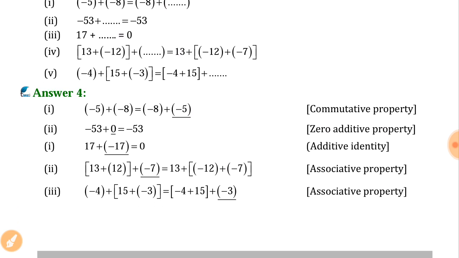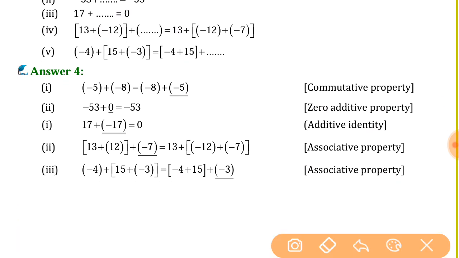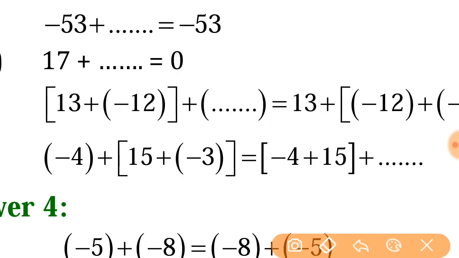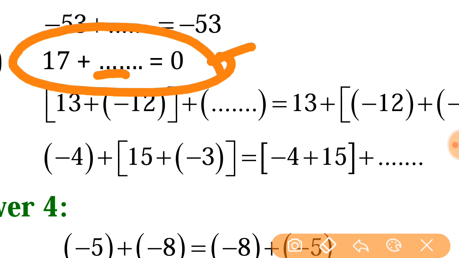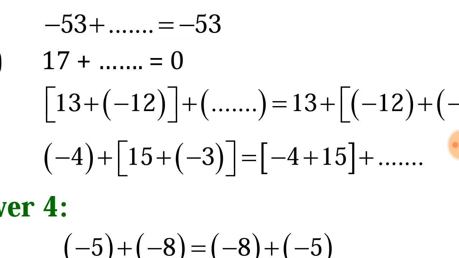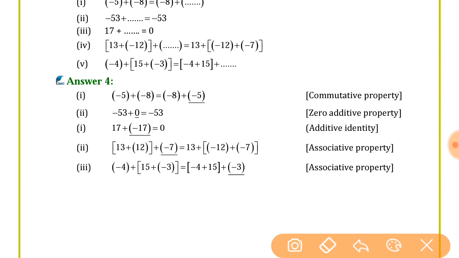Then, plus 17 plus some integer gives us 0. See, this is the additive property. Whenever the sum of two integers gives us 0, one is positive and the other should be negative, that number only. You can see here, so it is minus 17. Because of the additive inverse.